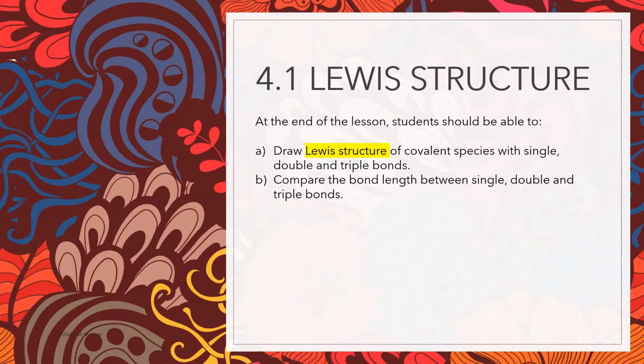Assalamualaikum and hi everyone. In this lesson, you are going to learn how to draw Lewis structure of covalent species with single, double and triple bonds. And later, we will compare the bond length and strength between single, double and triple bonds. Enjoy your learning!